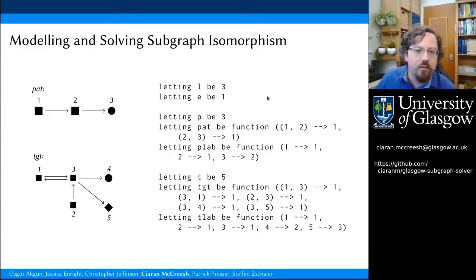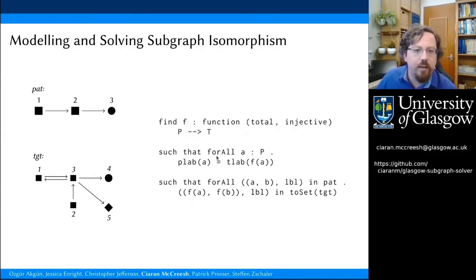This particular problem instance has 3 different label types and 1 edge label type. We have a 3-vertex pattern graph, which has an edge 1 to 2 of type 1 and an edge 2 to 3 of type 1. And then vertex 1 has type 1, vertex 2 has type 1, and vertex 3 has type 2. And similarly, we can describe the target graph.